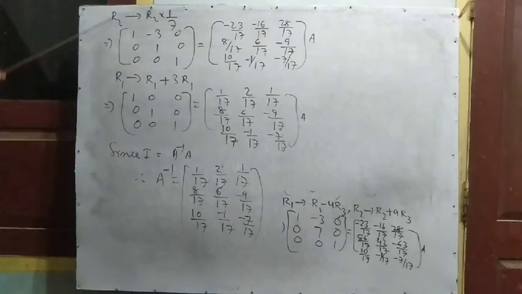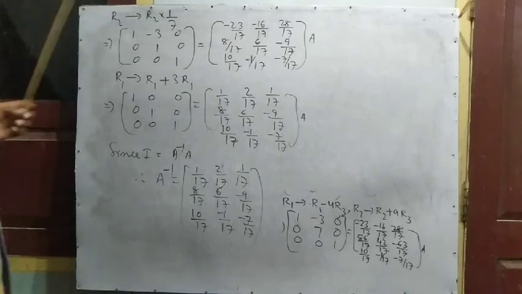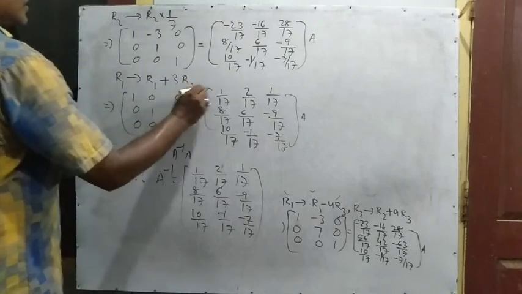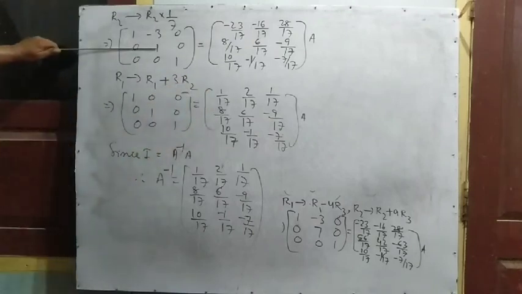But finally we want to get 1, 0, 0, 0, 1, 0, 0, 0, 1. Then this one is 0. So using this one you convert this one into 0. So row 1 plus 3 times row 2. Okay. Row 1 plus 3 times row 2.